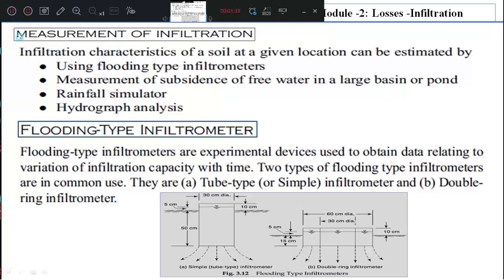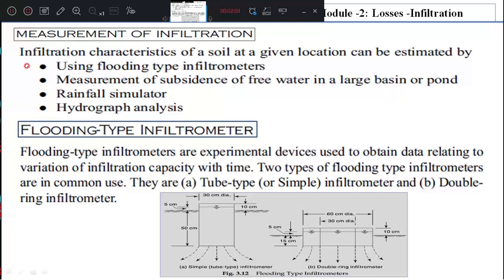If you have any measurement of infiltration. Okay, whenever rain falls on the surface, the surface will get saturated, and after that the water will go inside, we know that. Then how do we measure this, that a particular soil has this much capacity, or this much is infiltrating?